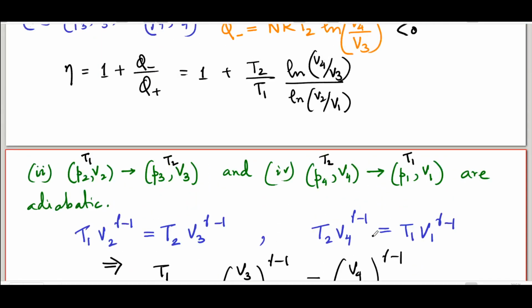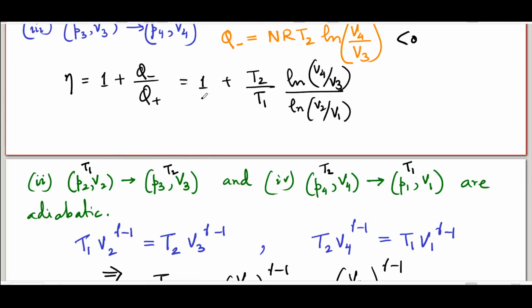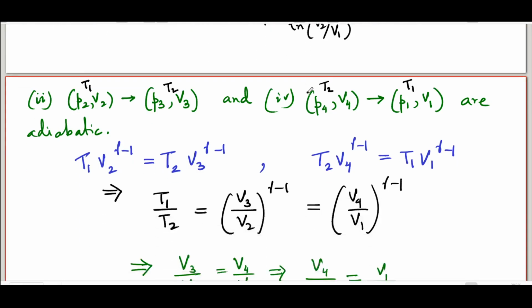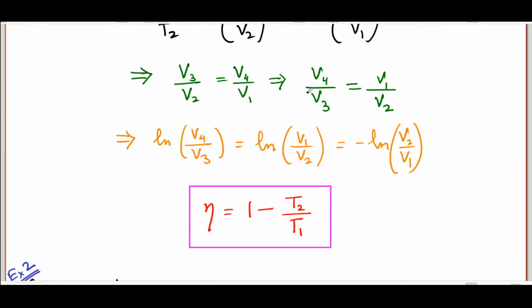Now go back to the expression that we have just derived. Eta is 1 plus T2 by T1 times this ratio of logarithms, and what we have just proven is that this ratio of logarithms is minus 1. So at least for the ideal gas Carnot engine, the efficiency is given by eta equals 1 minus T2 by T1. A very, very simple function which depends only on the two reservoirs or only on the temperatures at which the isothermal compression and the isothermal expansion is being carried out.